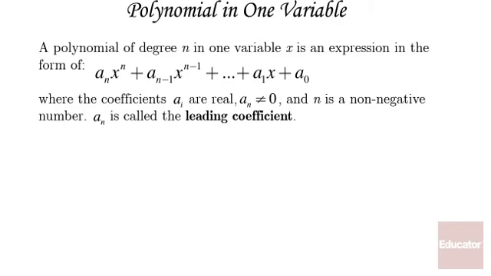A polynomial in one variable is what we're going to start out with, and a polynomial of degree n in one variable x is an expression in the following form. The leading coefficient, a sub n, cannot be 0, because if it was 0, this would drop out and then you'd actually have a lower degree polynomial. And n is a non-negative number, so we're not going to have a negative exponent up here. This first coefficient is called the leading coefficient.